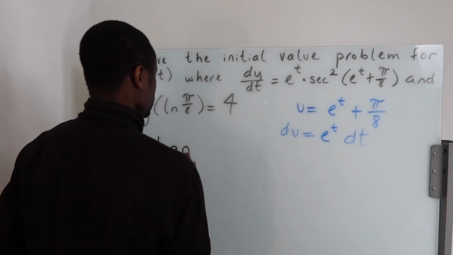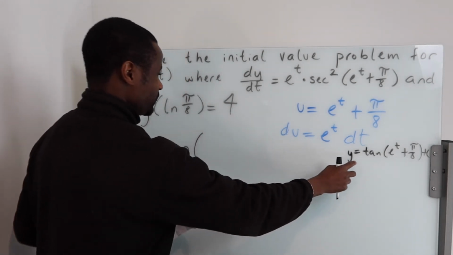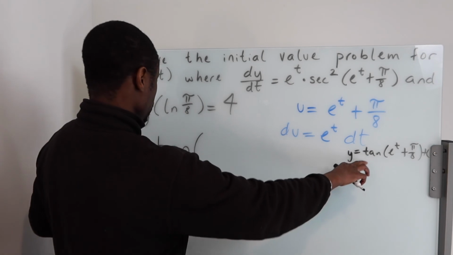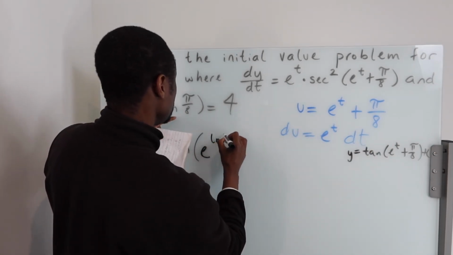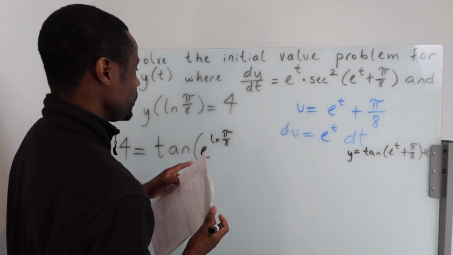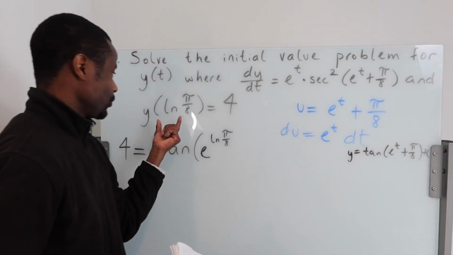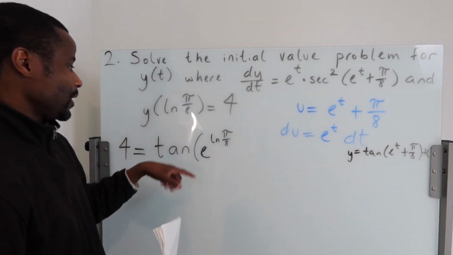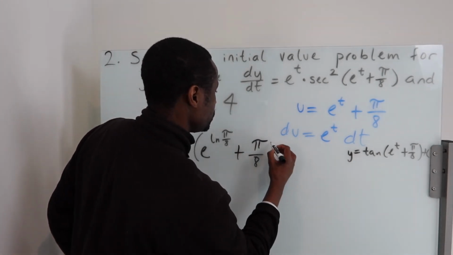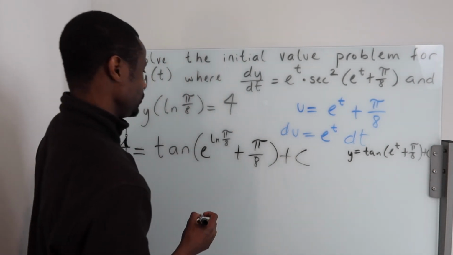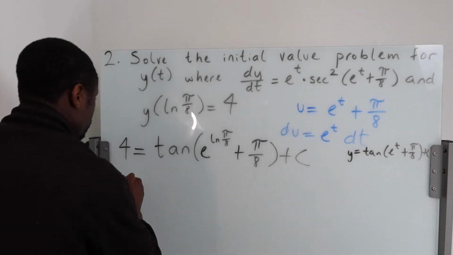4 equals the tangent of, so that's what we have for y. So let's go ahead and plug it in. Instead of y, I plug in a 4. Tangent of e to the t. So instead of having a t, I'm going to write natural log of pi over 8. That's our initial t. When I plug in t, which is this, I get 4 for y, tangent of e to the natural log of pi over 8 plus pi over 8 plus c. So y equals tangent of that plus c. Plug that in. Let's see what happens here.